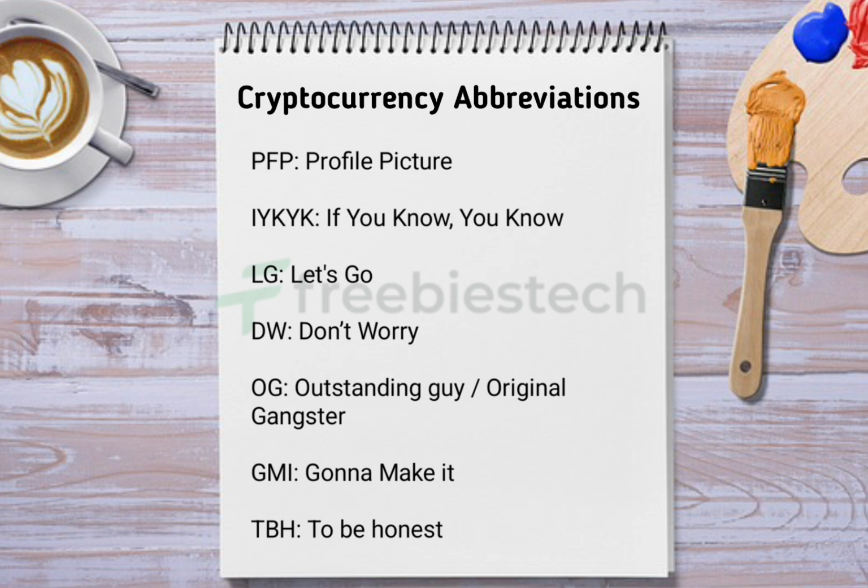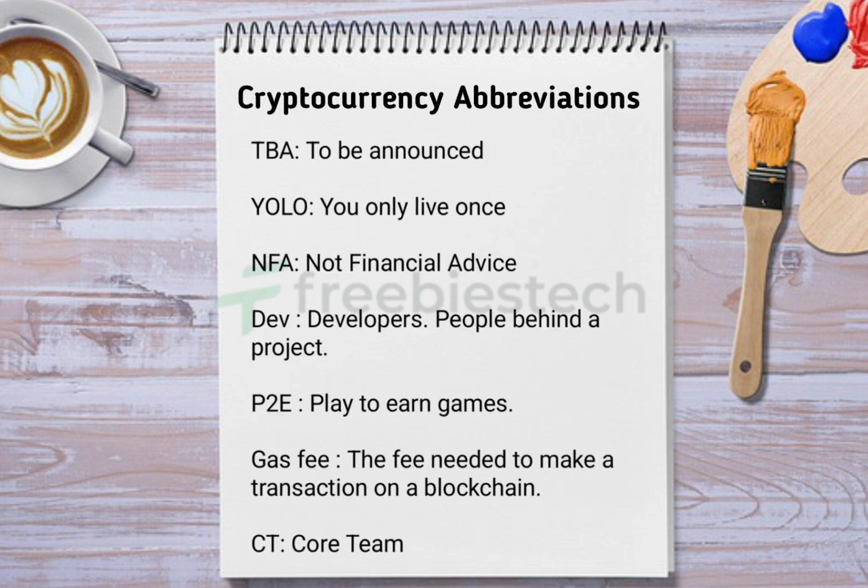IYKYK, If You Know, You Know. LG, Let's Go. DW, Don't Worry. OG, Outstanding Guy, Original Gangster. GMI, Gonna Make It. TBH, To Be Honest. TBA, To Be Announced. YOLO, You Only Live Once. NFA, Not Financial Advice. Dev, Developers, People Behind a Project.